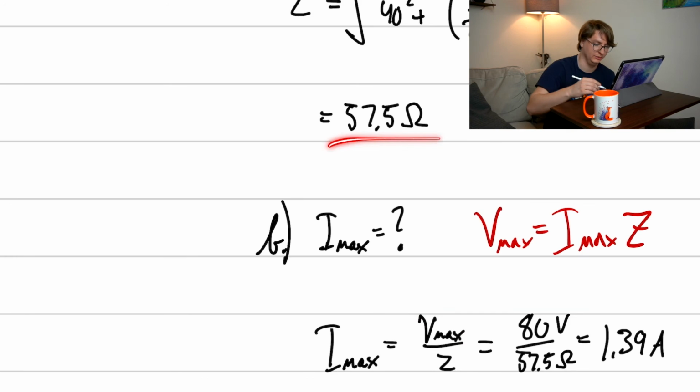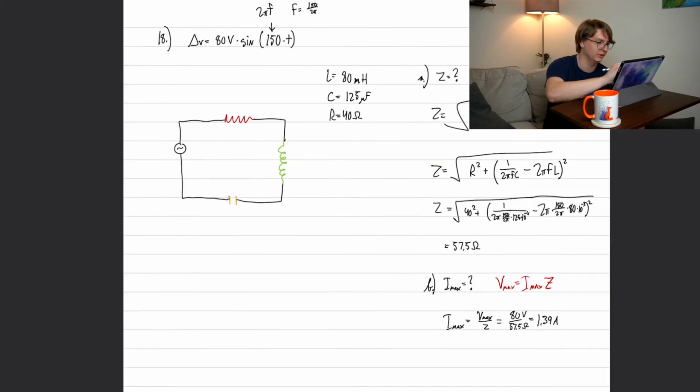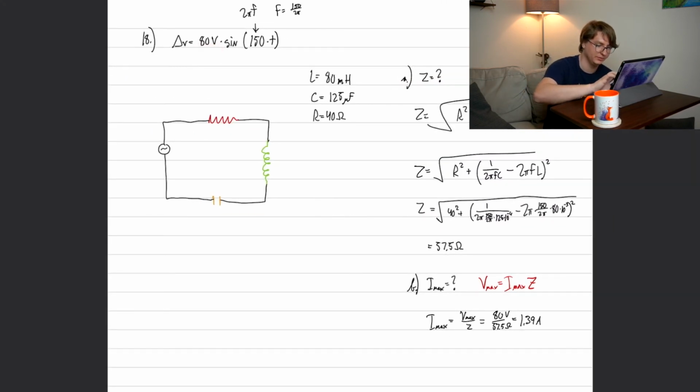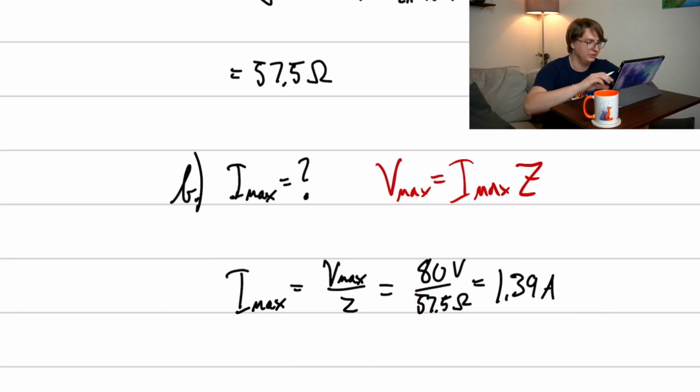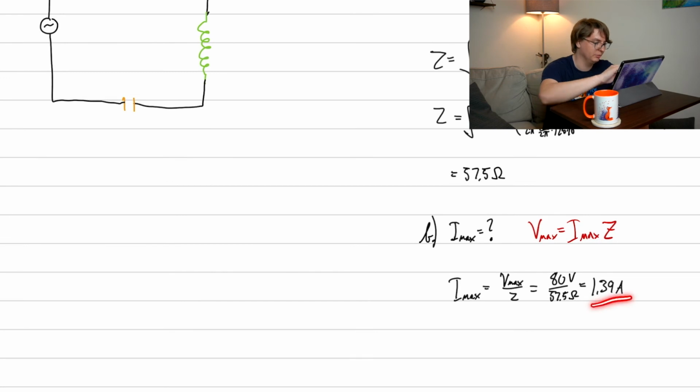We just got this Z. We know the max voltage because they gave it to us in this function. It's 80 volts. Put all those things in. We get a number, 1.39. And so what's going on? Well, it's going from this maximum current.